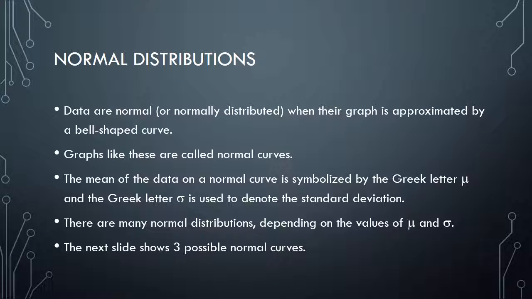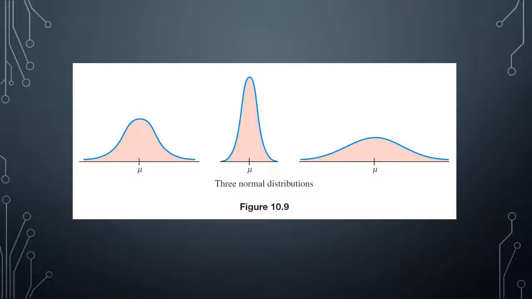Next slide, you're going to see 3 possible curves. Okay, and really it depends on the value of sigma. It depends on how far spread apart the data is. If you have data that's clustered really tightly together, it's going to look like the distribution in the middle. If your data is spread out farther, it's going to look like the one on the right. The one on the left is kind of a middle ground.